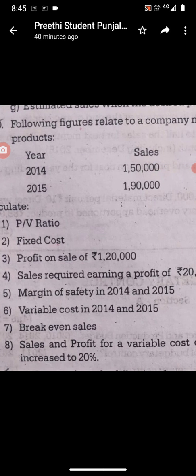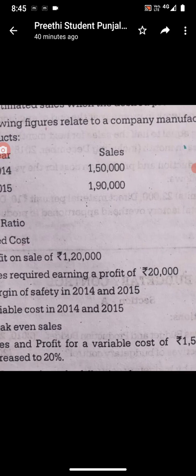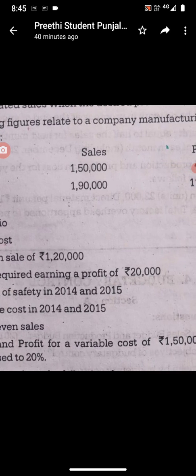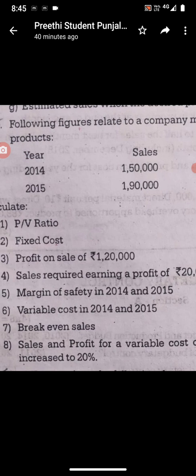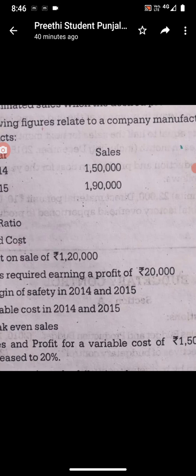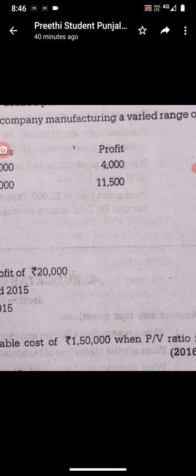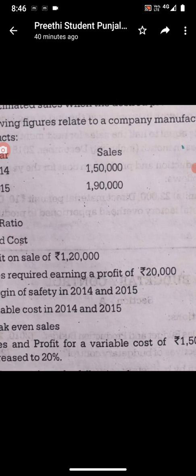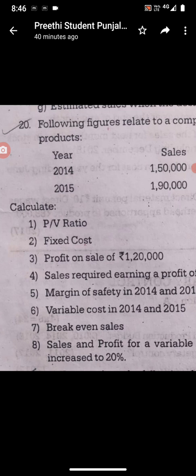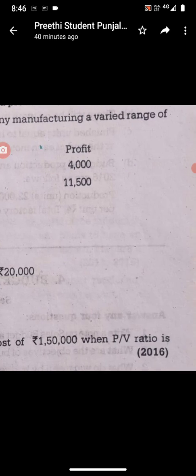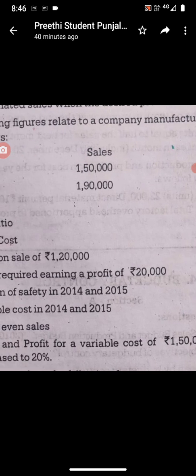This is the desired profit, which we have to calculate. Then sales required to earn a profit of rupees 20,000, which is the desired sales. Then margin of safety, variable cost, break even sales, and sales and profit for a variable cost of 1,50,000 when PV ratio is increased to 20%. This problem is asked for 2016. So look at this problem.